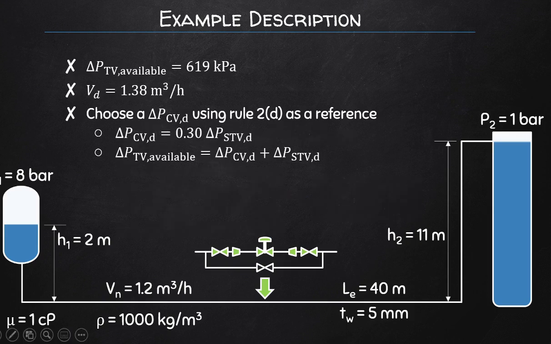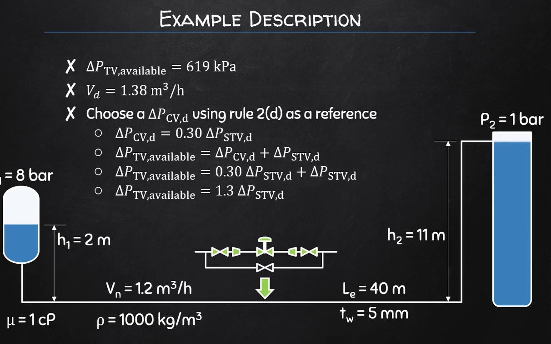Now, how do we determine the subtotal variable pressure difference? Well, we know that the sum of the subtotal variable difference and the pressure drop across the control valve equals the total variable pressure drop. And we can substitute in our selected pressure drop that we've chosen in the previous slide over the control valve into this equality.